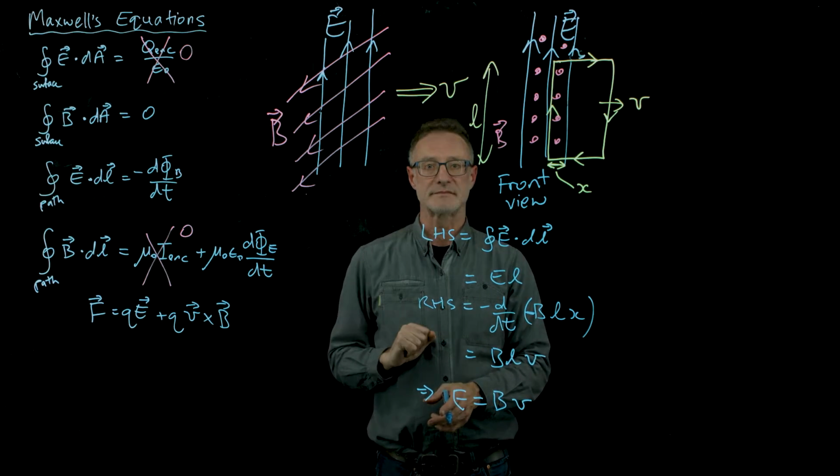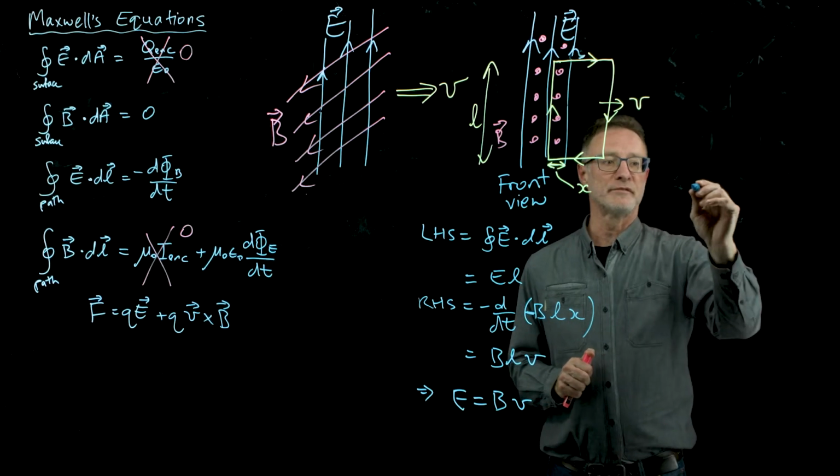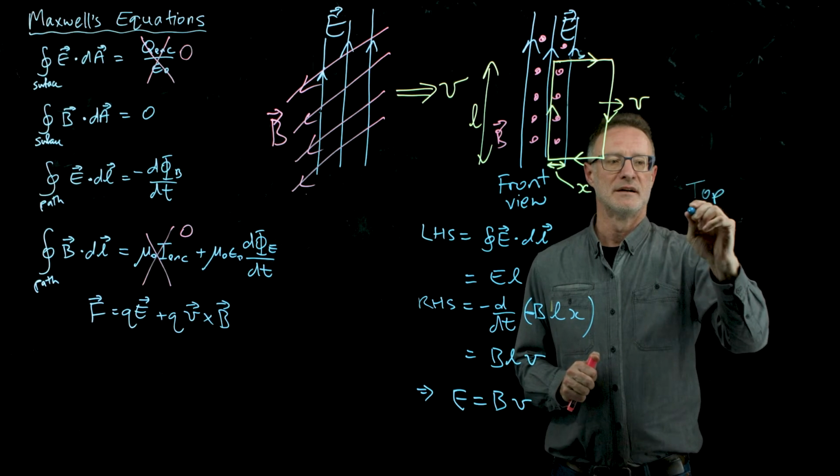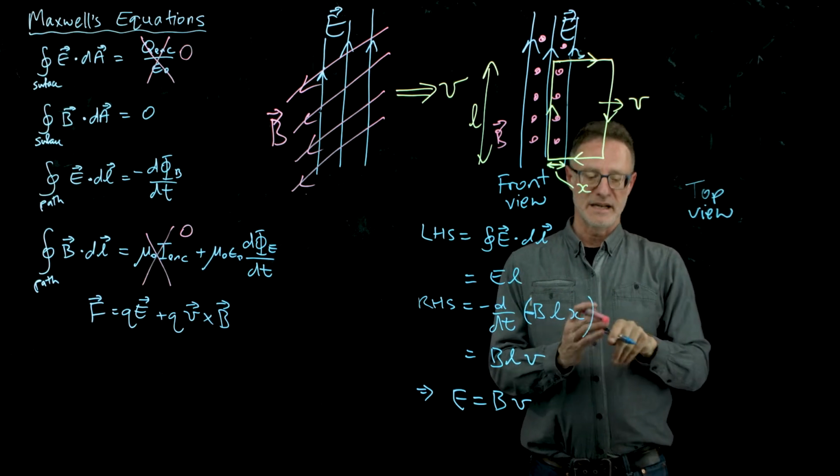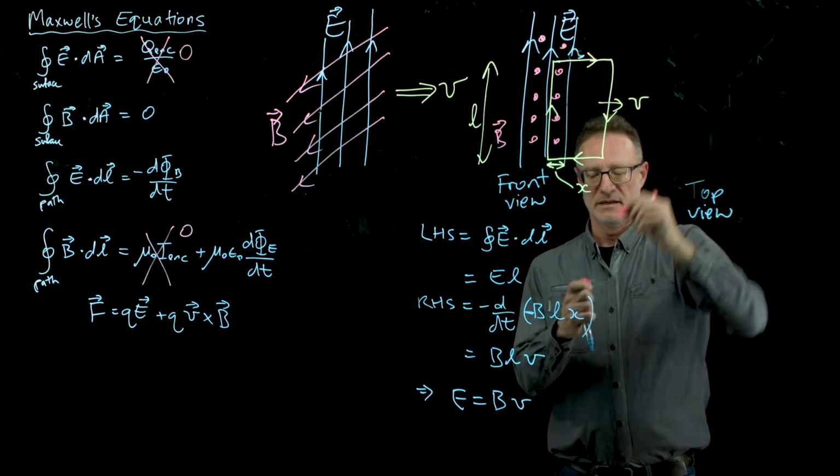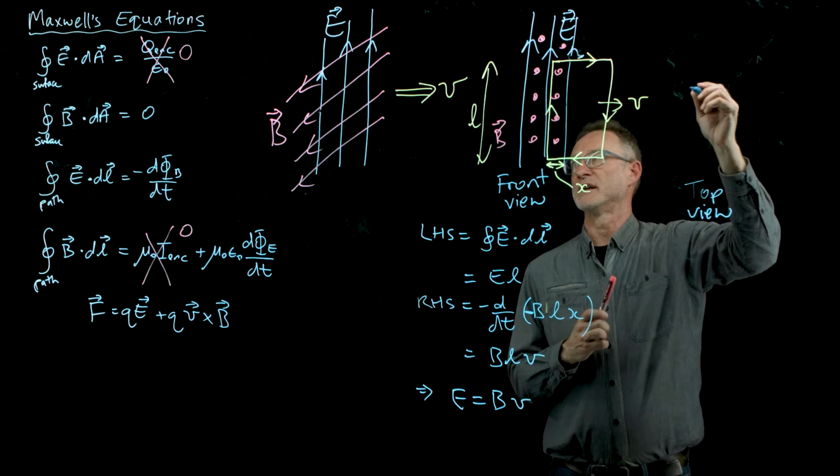Okay, now we're going to draw the view from the top, from above. So from above, I see electric field lines coming towards me. Electric field lines are in blue.